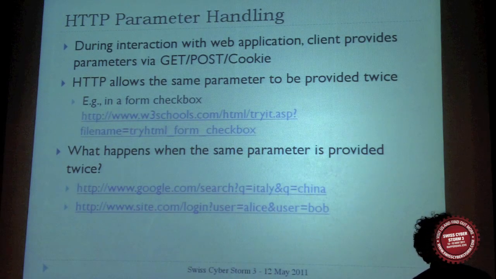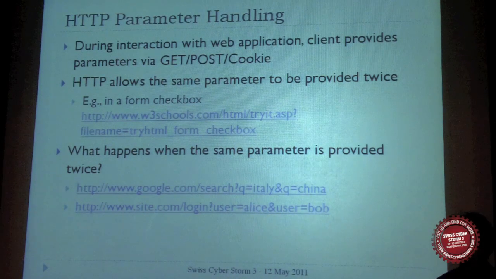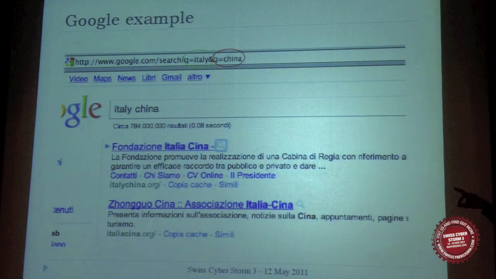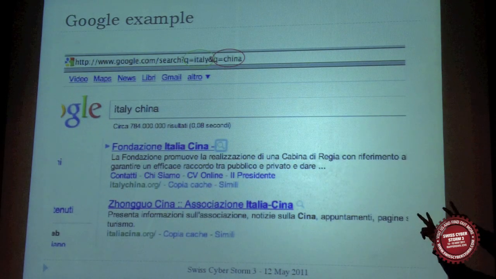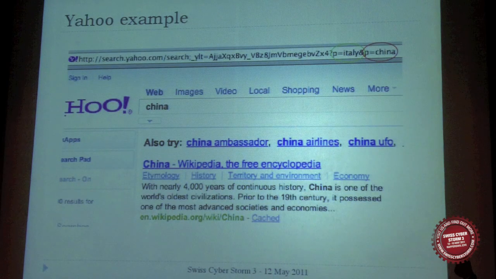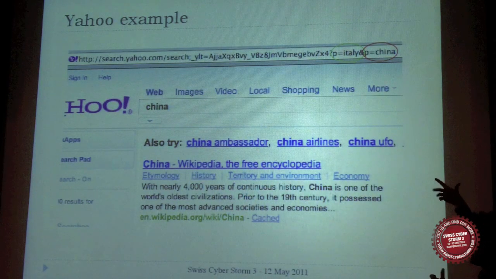But the question that comes up is: what happens when the same parameter is provided twice? For example, with Google, you can search for Italy. You have a parameter called Q that is equal to Italy, and then you can append a second parameter, Q equal to China. In this example, Google concatenates the two values with a space in between. Instead, if you do the same test using Yahoo, Yahoo accepts the second value, China, instead of Italy.